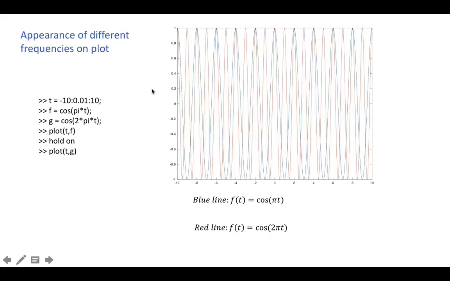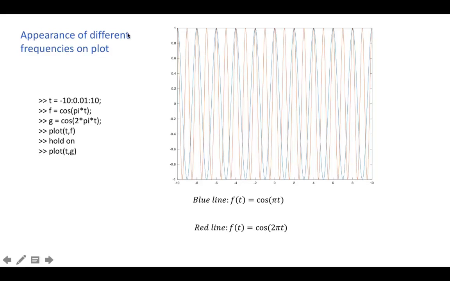Here's an example of two different frequencies on the same plot. We're plotting the cosine of pi t, and then the cosine of 2 pi t. f, which is the blue line, has a frequency of pi radians per second. g, which is the red line, and I need to fix this on the graph because g is actually the red line, is the cosine of 2 pi t. We plotted t and f and t and g on the same plot. You can see the red line oscillates faster. It oscillates twice as fast as the blue line.